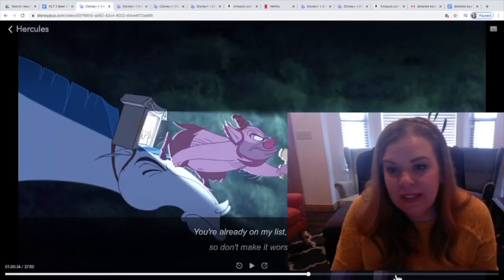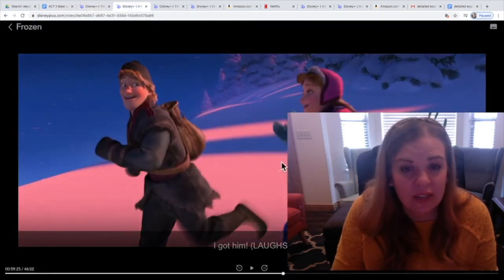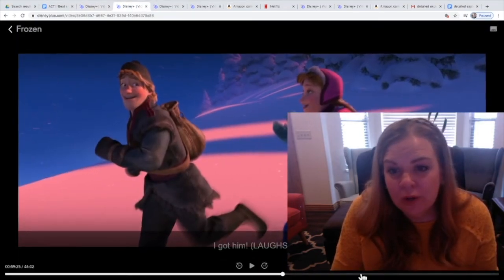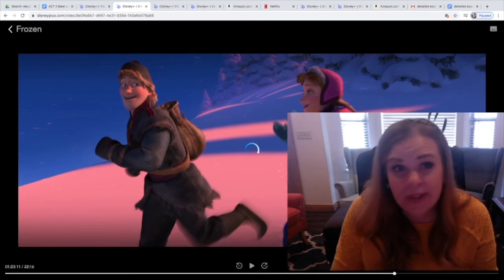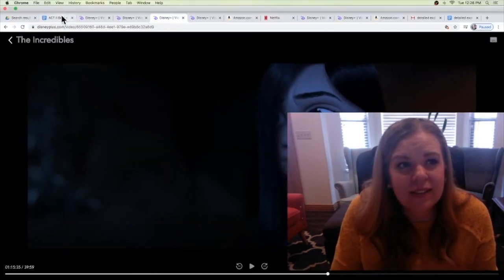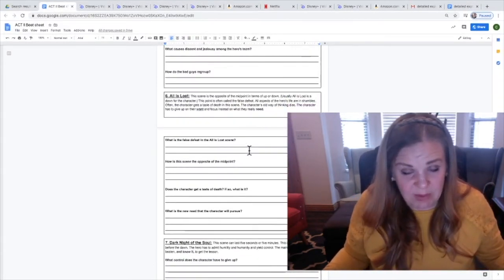In Hercules, he thinks he loses Meg, and he's lost his superpowers, and he's lost his battle with the Titans. He's lost everything. In Frozen, Kristoff and Anna are separated, and Anna's lost her sister, and she's lost Hans because she realizes that Hans never really loved her. The all is lost scene is when they physically lose the thing that they've been working for.